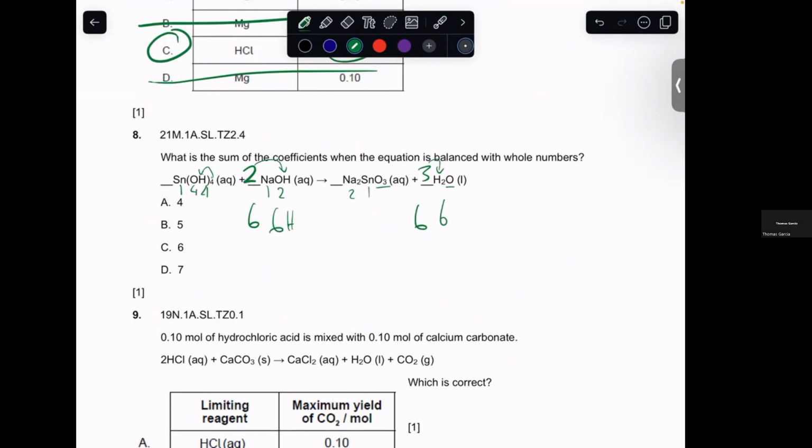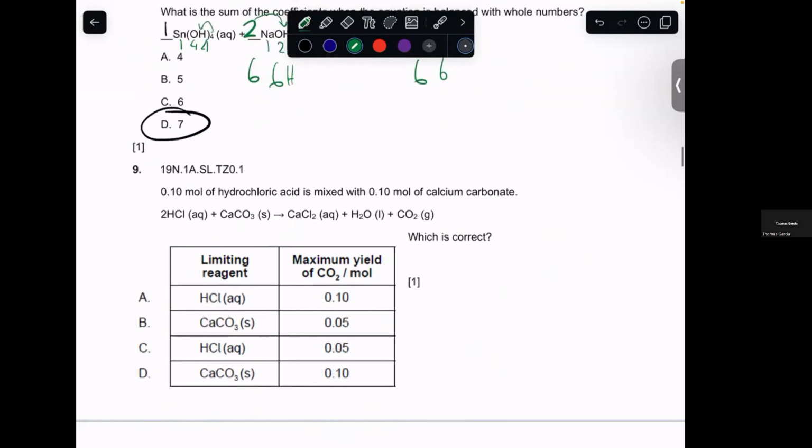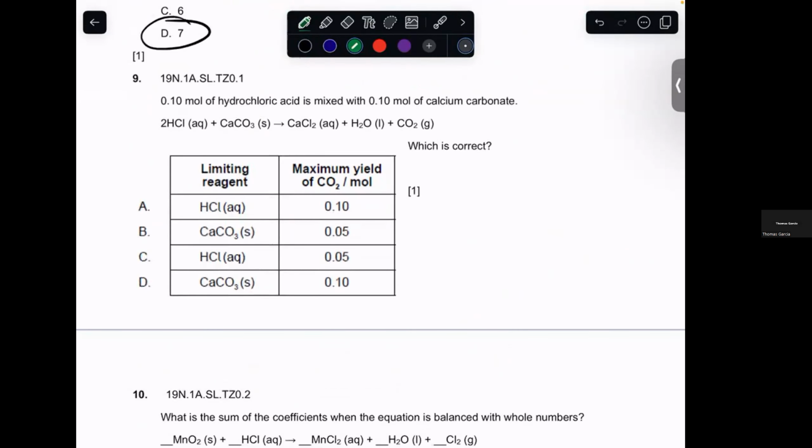Cool, everything's balanced. I know I did this a slightly different way. It's kind of like my speed run method. 1, 2, 1, 3. That's a sum of 4, 5, 6, and 7. D. Moving on to number 9.